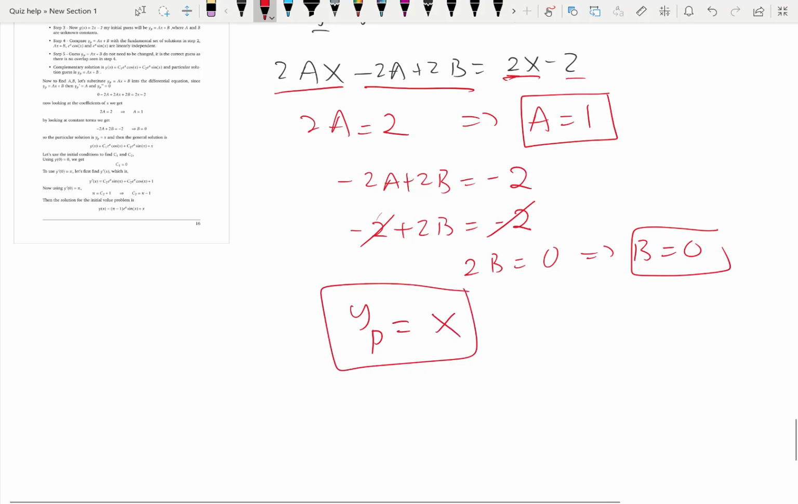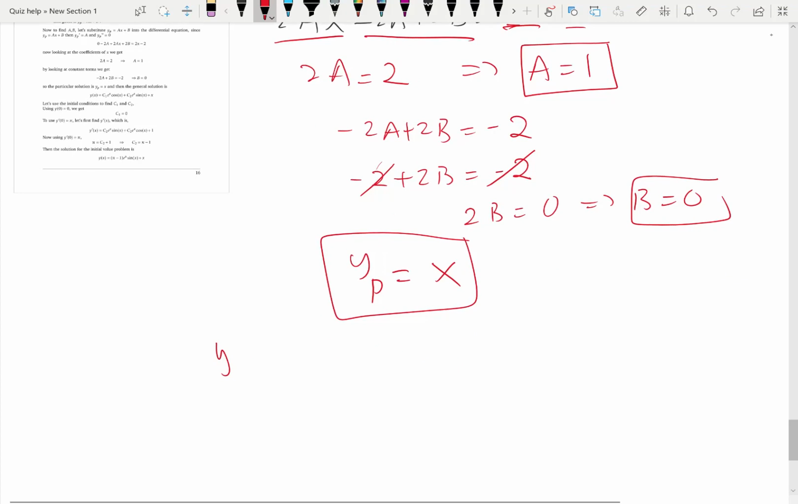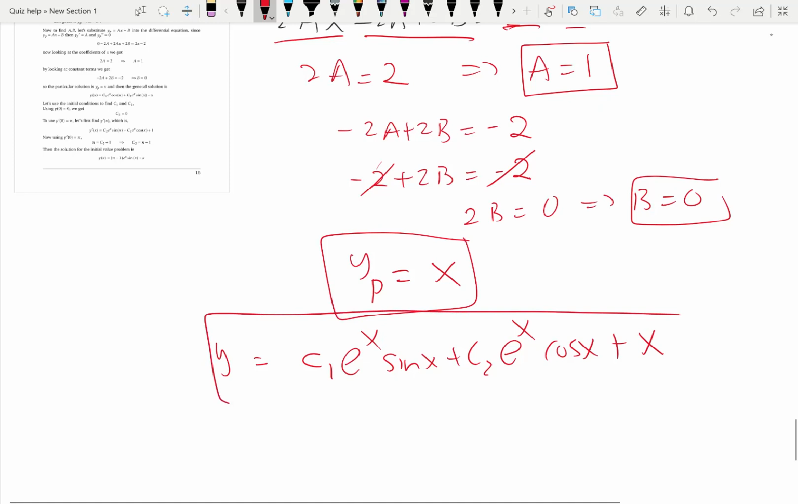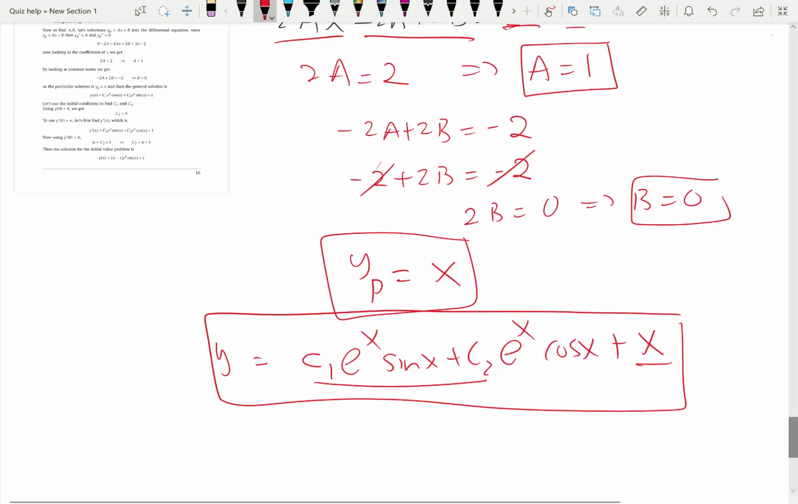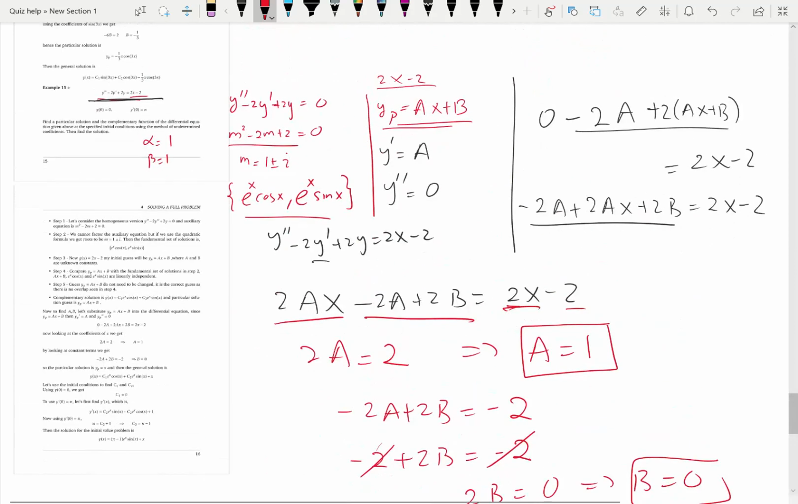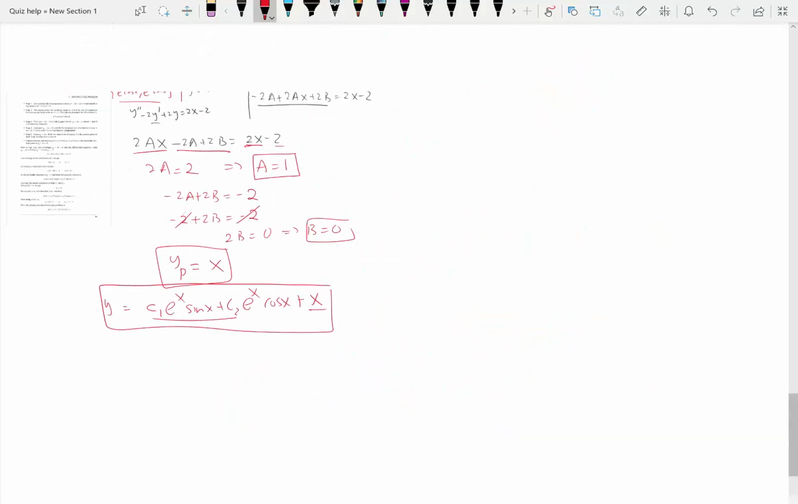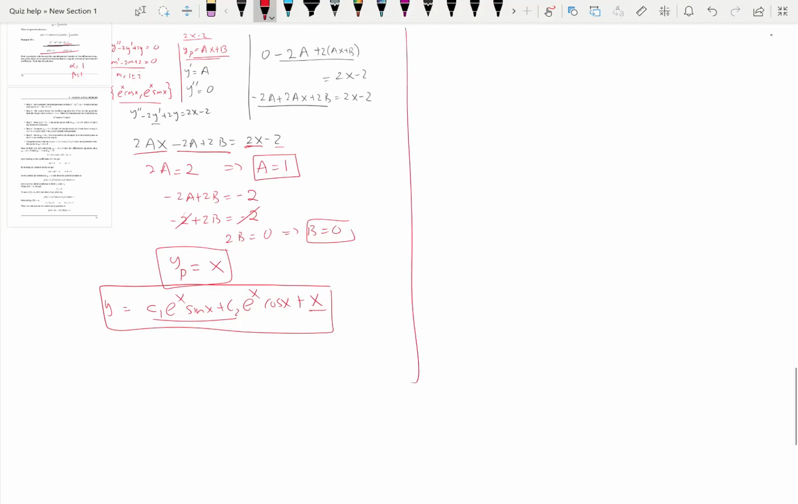Nice, right? Then our general solution will be c1 e to the x sin x plus c2 e to the x cosine x plus the particular solution x. So the first part is the complementary solution, the second part is the particular solution. So that's our general solution. Now if I remember correctly, we have two initial conditions, y(0) is 0, y prime of pi is 0. So we have to use both of them to find c1 and c2.